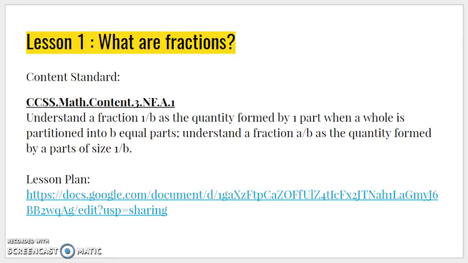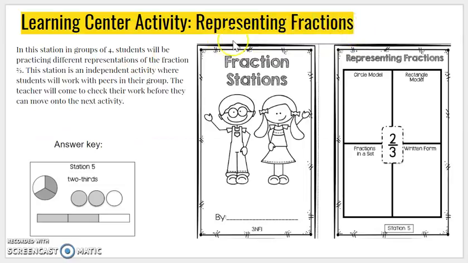So for lesson 1, the Learning Center activity is called Representing Fractions. In this station, in groups of 4, students will be practicing different representations of the fraction 2/3. This station is an independent activity where students will work with peers in their group. The teacher will come around to check their work before they can move on to the next activity. Students will be completing this worksheet at the station where they have to find the different representations of 2/3, and the answer keys are down here.